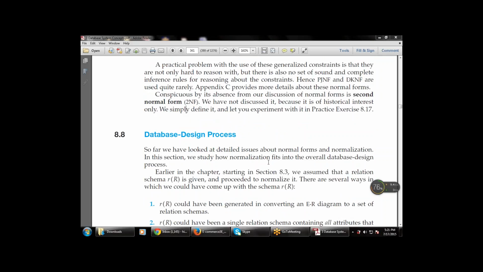So, we are back from the break. Now let's start the session again. Let's start with the next topic, the database design process, or the process used for database design.